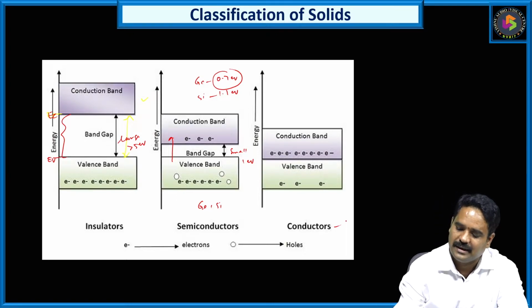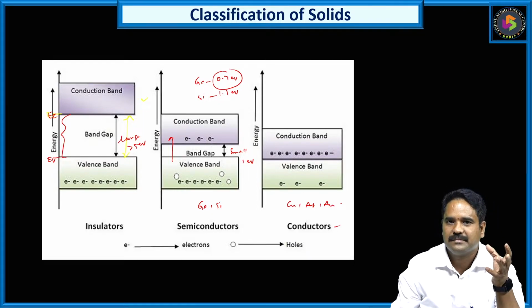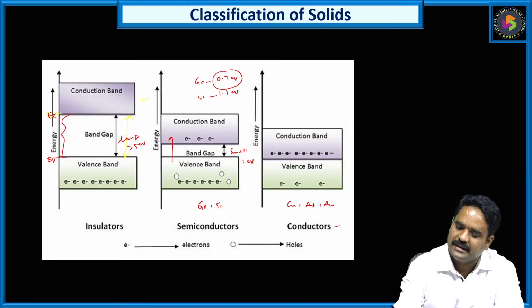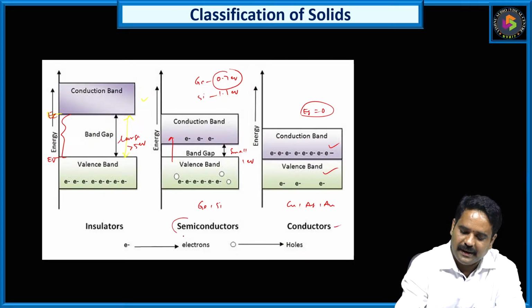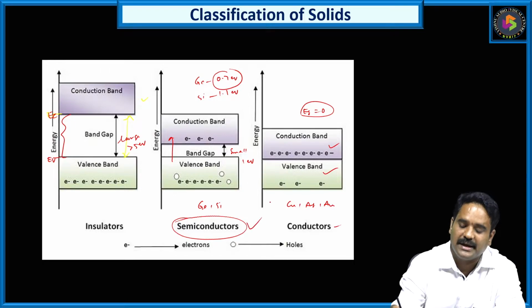Conductors are metals like copper, silver, gold. These are the best metals in nature. In case of conductors, the energy gap of the material Eg is equal to 0, which means the valence band and conduction band are overlapped with each other. Hence, the energy gap of the material is 0. So, among all the materials, semiconductors are playing a vital role in the field of electronics and communication.